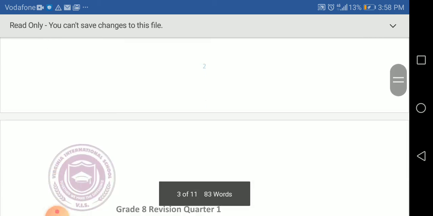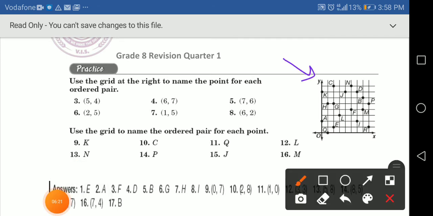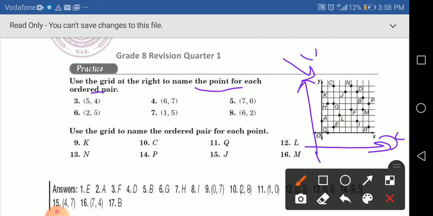Okay. Then I have here, look at the grid and name the point for each ordered pair. 5 and 4, we have here in the coordinate plane. This is called the coordinate plane. We have the x-axis, we have the y-axis, okay? And this point 0 is the origin. So when I say 5 and 4, I go on the x-axis, so 5 and 4, this is for x and this is for y. So 5, I move to the right 5 points.